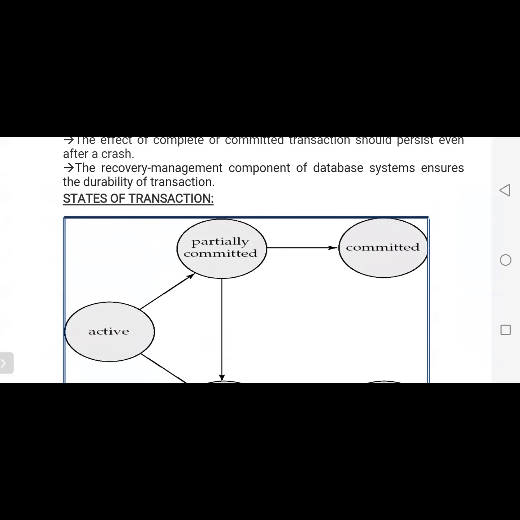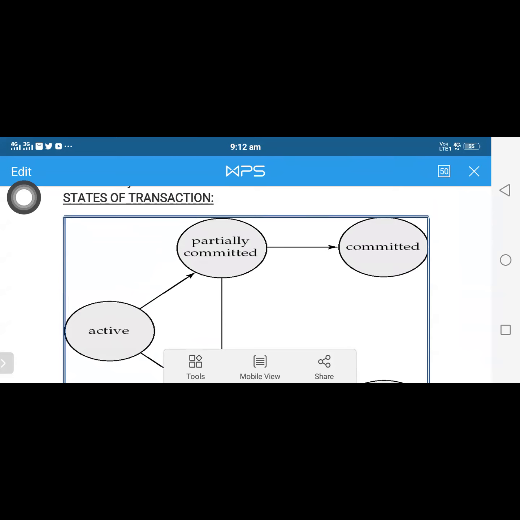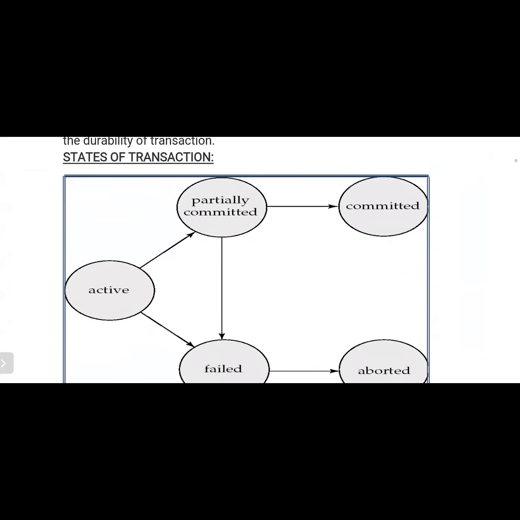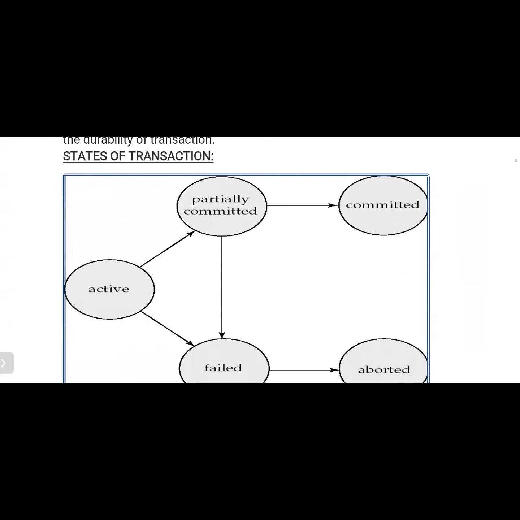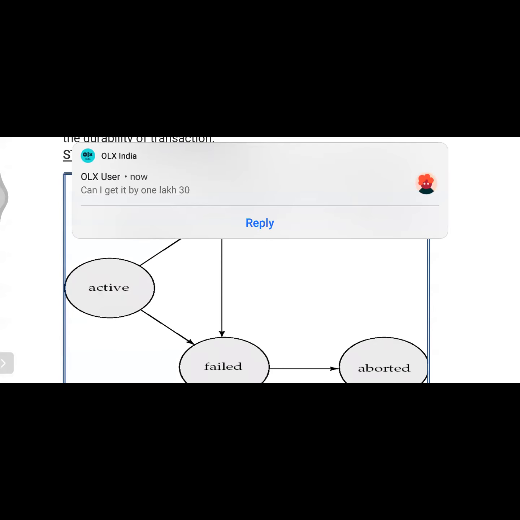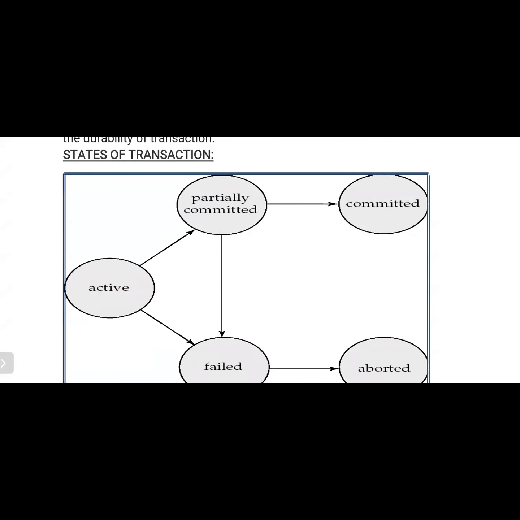And the next topic is states of a transaction. We will discuss it in the next class. This is the same as an operating system topic. What are the states of a process? I think you are already studying operating systems now. What is a process? The execution of a program is referred to as a process. What are the states of a process? New, ready, running, and so on. Next, the states of a transaction. Please just wait.